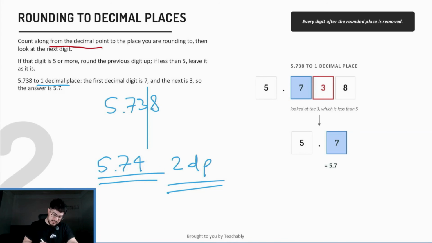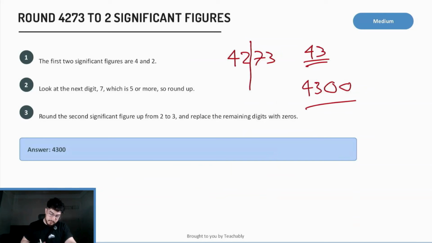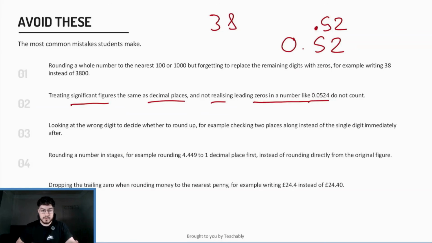The decimal places, count after the decimal point. The significant figures, count after your non-zero values. Start counting from the first non-zero number. Promise you it's easy. Just get a load of examples down and it will become very easy.